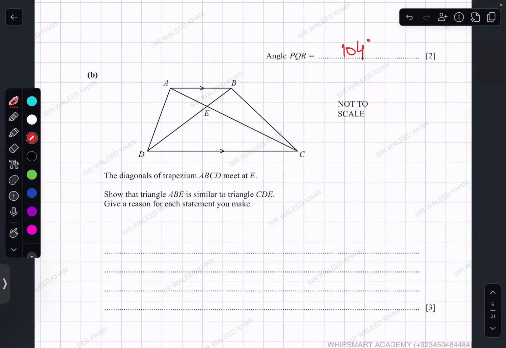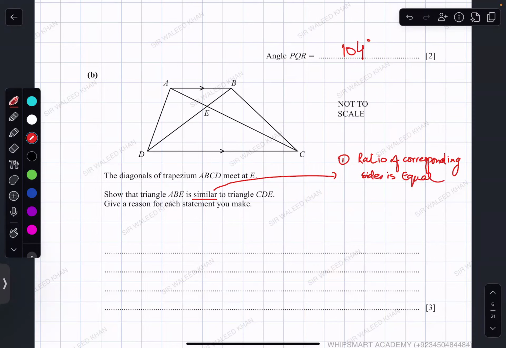Now, to show the triangles are similar, I have 2 options. What are the 2 options? A ratio of corresponding sides is equal. Obviously, you can't see any length of any side, so we are not using this property. We should be focusing on corresponding angles being equal.